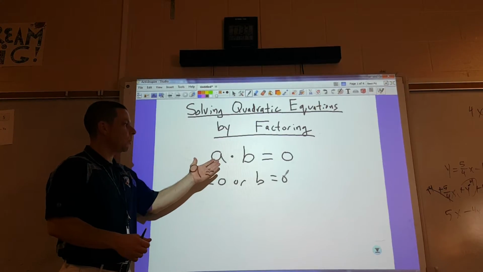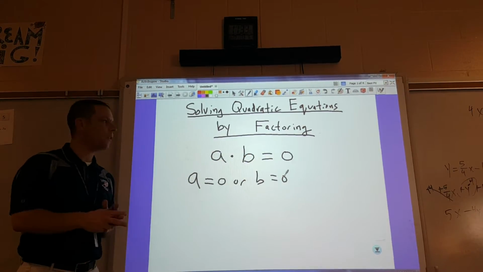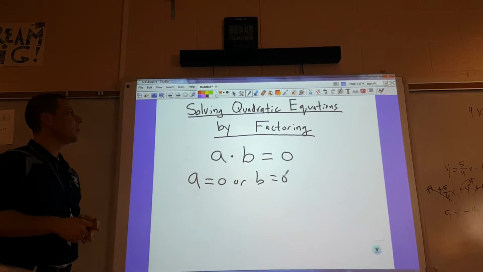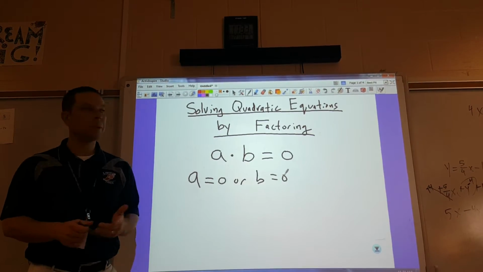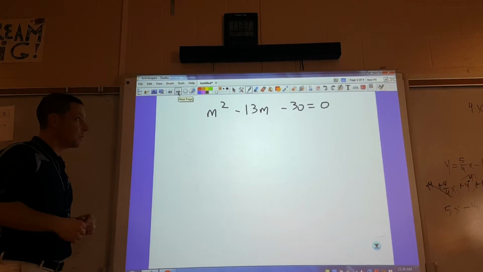Or maybe this is a number, 18, and B is 0. 18 times 0 is 0. So one of those two factors needs to be equal to 0. This will make more sense when we apply it to solving an equation. So let's solve this one first.